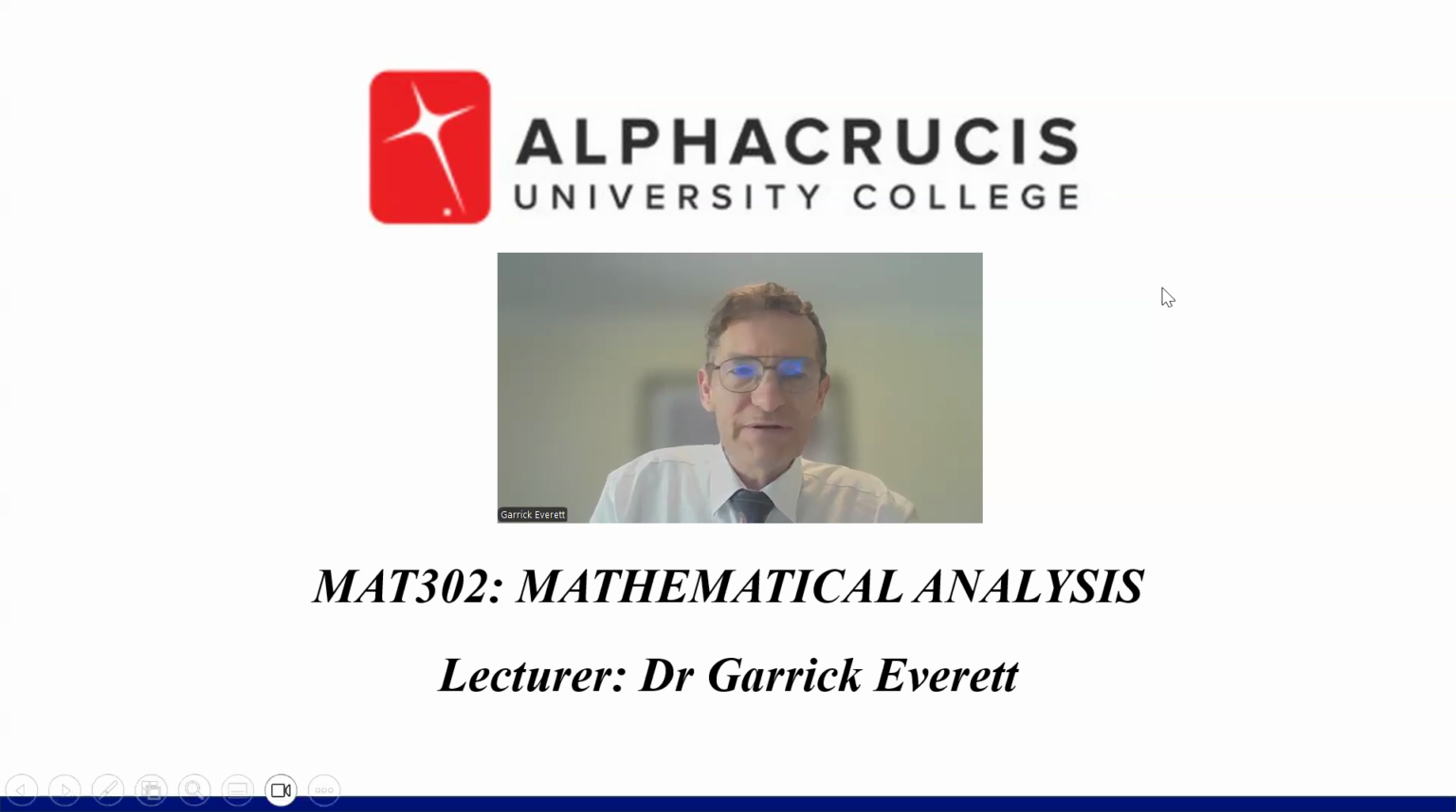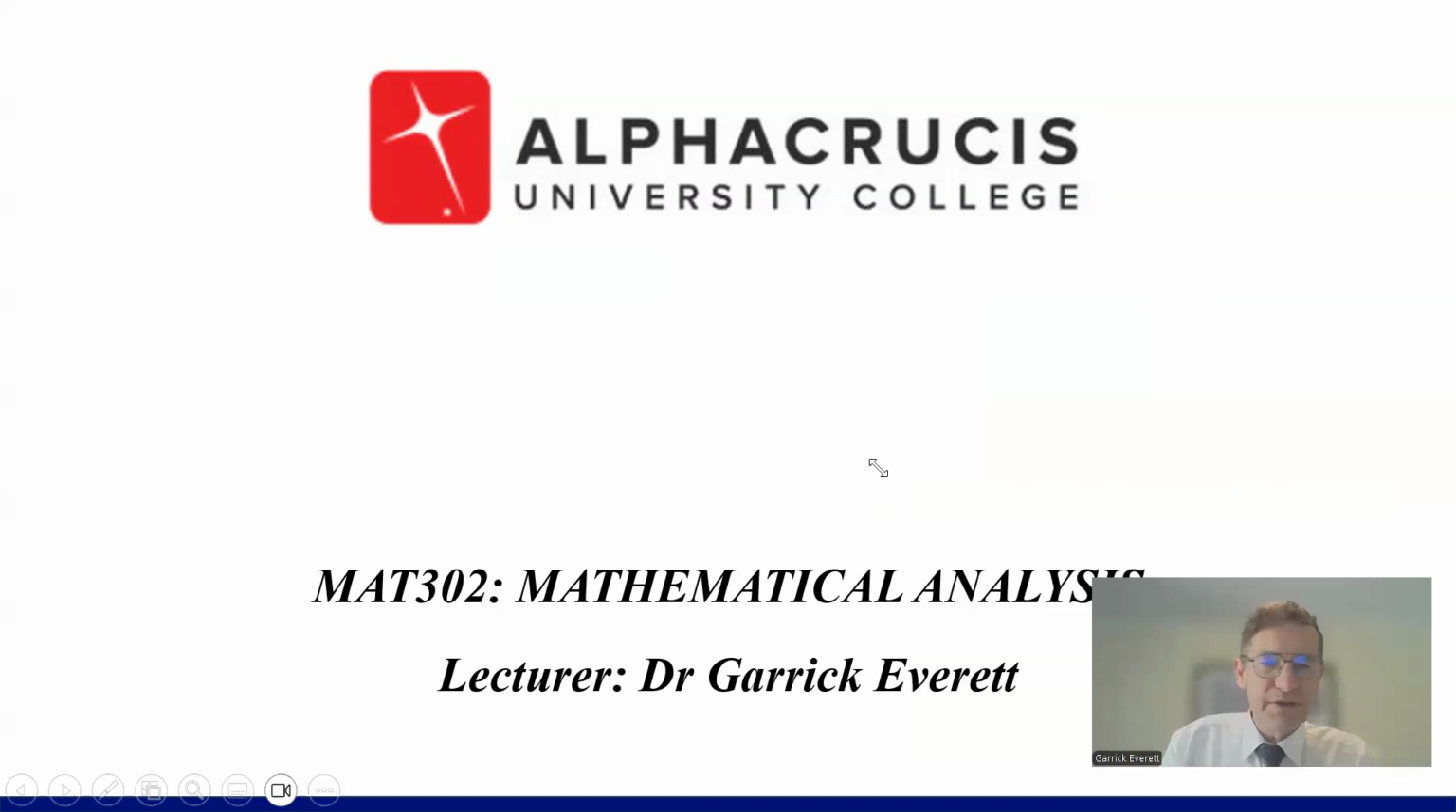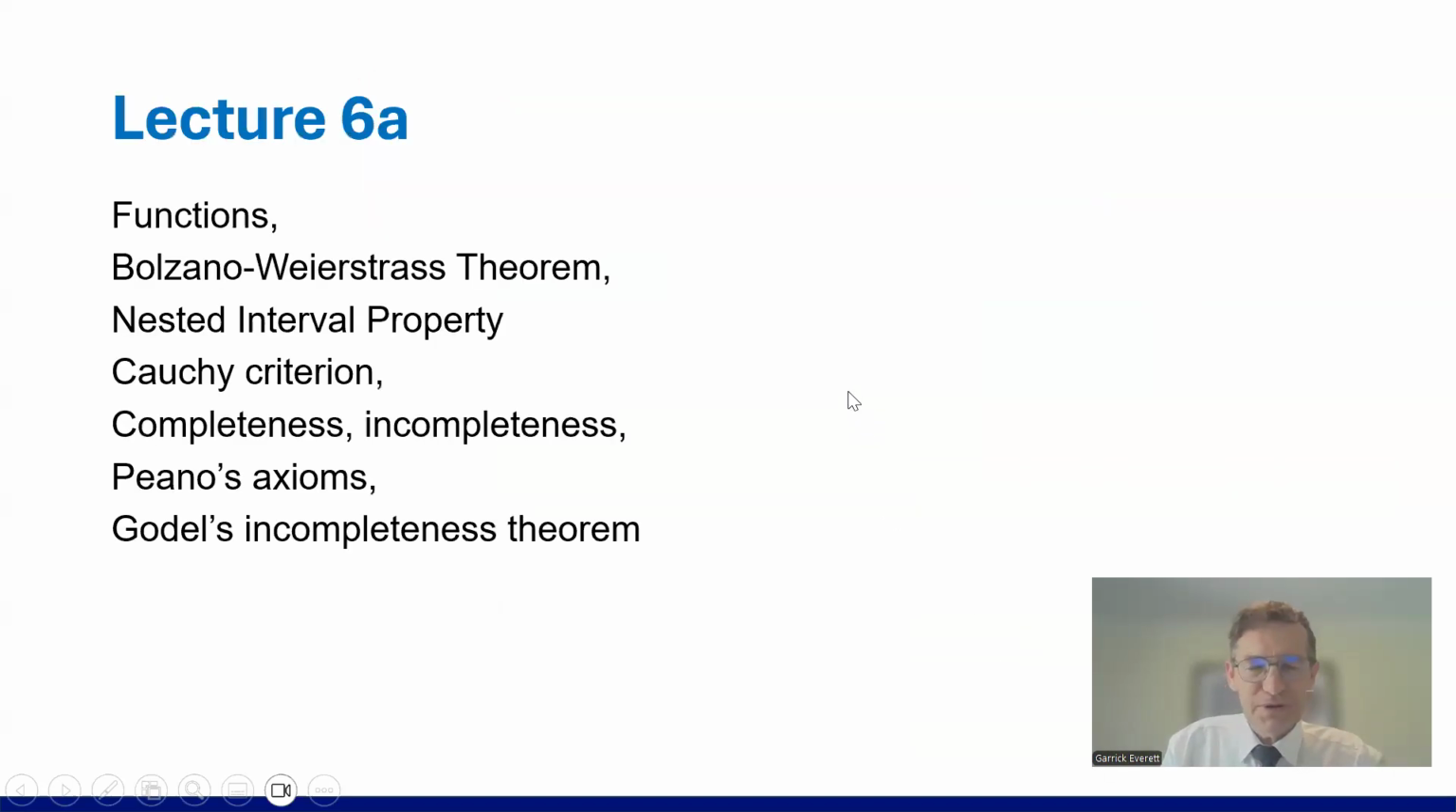So this will be 6A. I'll just move my image out of the way there, just down the bottom, and we'll get into it. I'm not sure we're going to put in 6B. I did have a whole list, but I've cut them all out. There is a significant amount, and I'll just talk through this. I've got functions, the Bolzano-Weierstrass theorem.